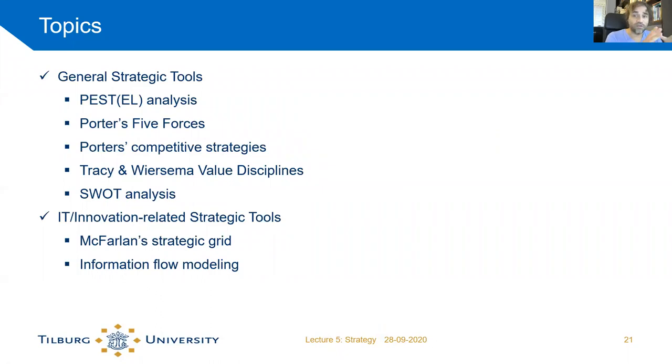But here we focus on these specific tools that are used to determine an organization strategy and to determine the usefulness of information technologies or innovations. Most of them are general strategic tools. So they are tools that organizations in general use to determine how they're doing. Two of them, McFarlane Strategic Grid and Information Flow Modeling, are more specific to information technology innovation.